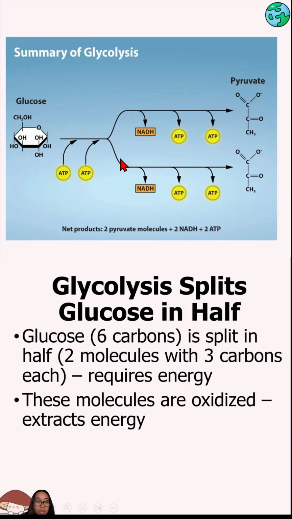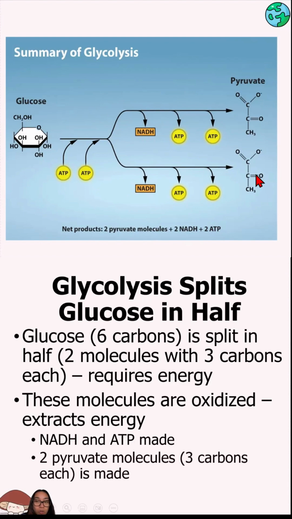Now, the molecules that come out of that get oxidized. So these two arrows up here, over here, are showing that the molecules are being oxidized and we're extracting energy, and that's why we're producing ATP and NADH. And so ATP and NADH are made, and then at the very end, you have pyruvate, two molecules of pyruvate. They both have 3 carbons each. So 1, 2, 3, and 1, 2, 3. And these are kind of the oxidized forms.